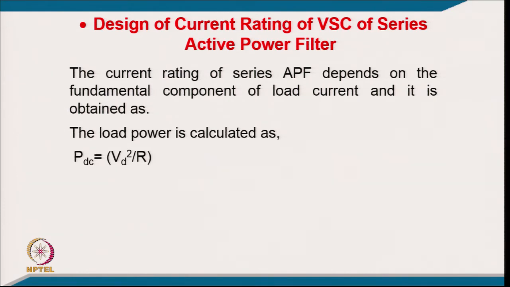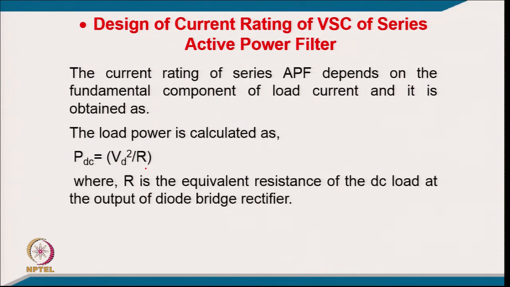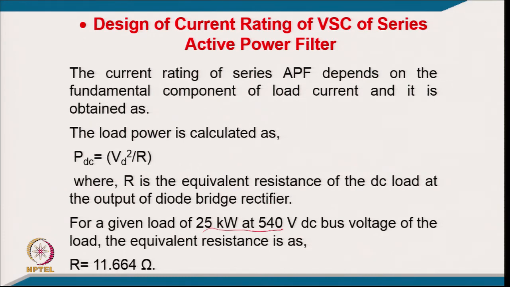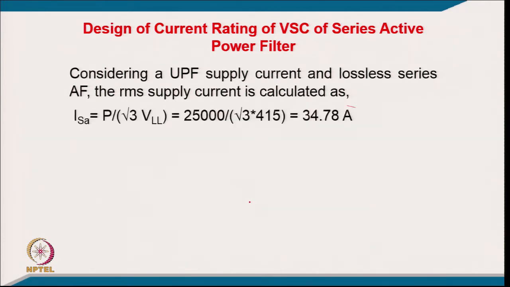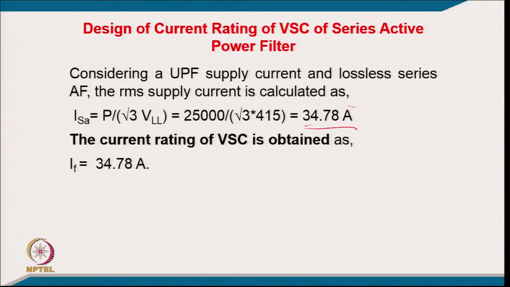calculated as VD square by R, that is PD, where R is the equivalent resistance of the DC load at the output of the diode bridge rectifier. For a given load of 25 kW at 540 volt DC bus voltage, the equivalent resistance you can calculate is 11.664 ohm. And considering unity power factor, supply current and lossless series active filter, the RMS current is calculated from ISA equal to P divided by root 3 VLL, that is 25,000, or 25 kilowatt, divided by root 3 into 415. So, the supply current is 34.78 ampere.